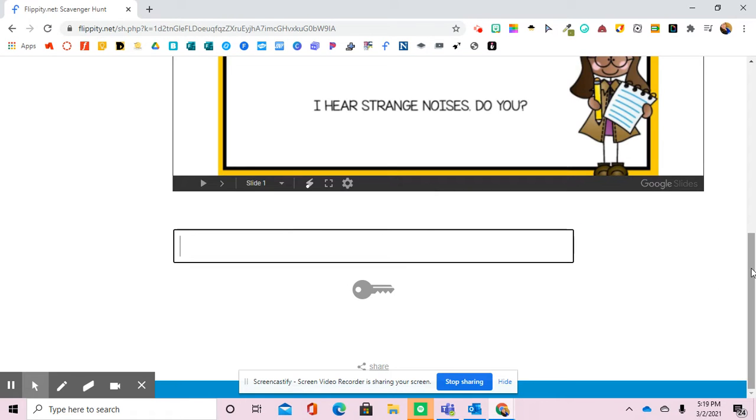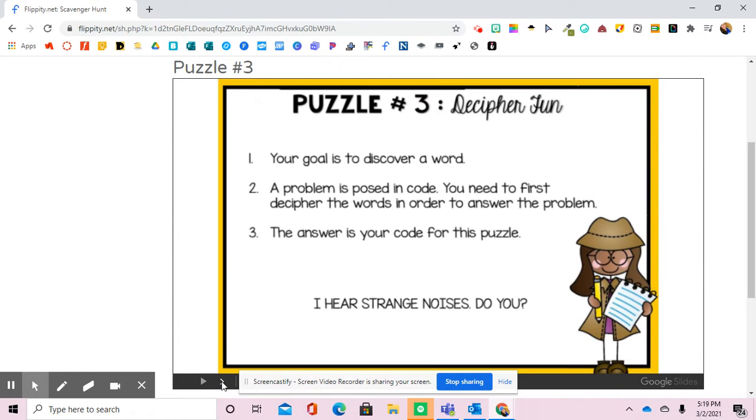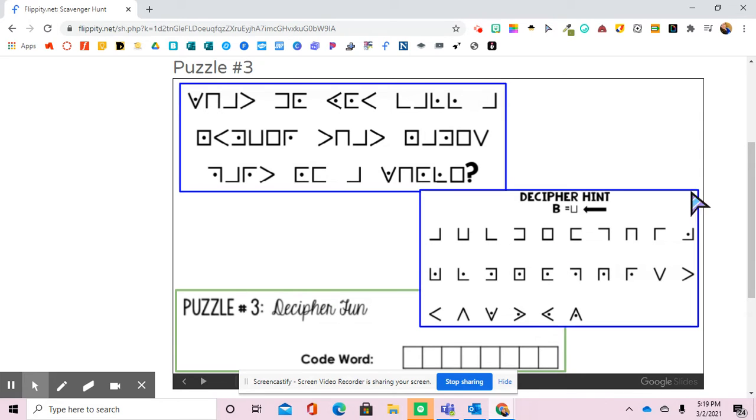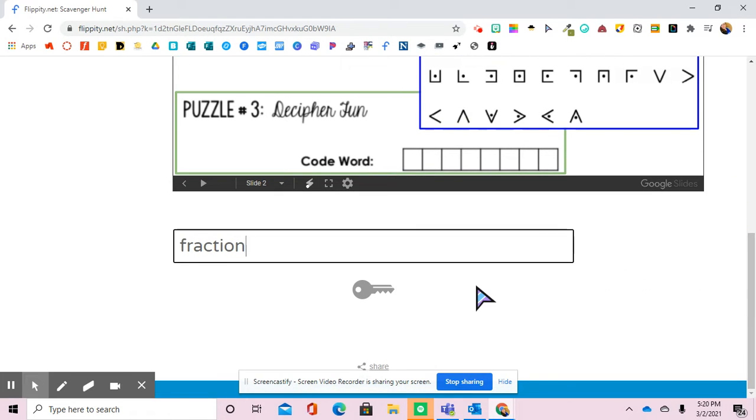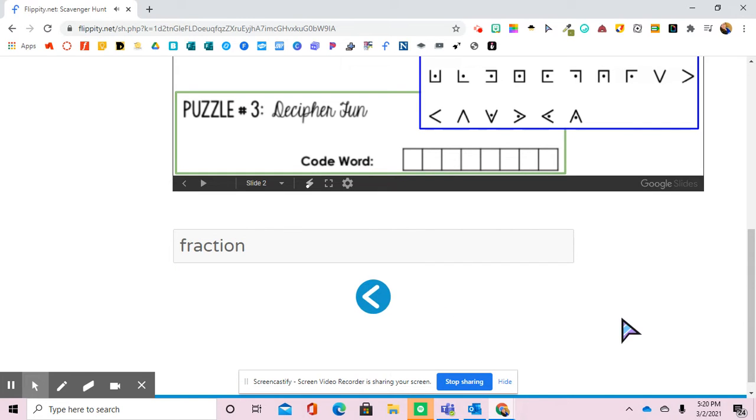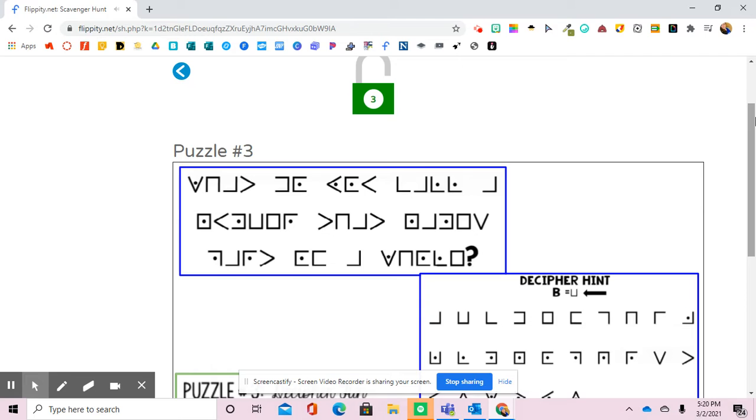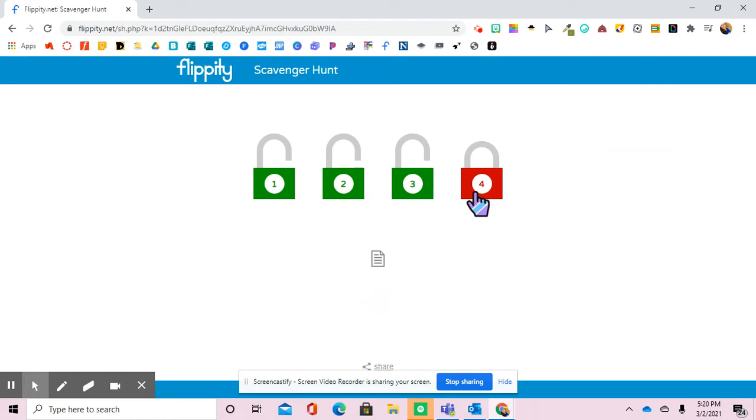This is a code, and so it gives them a hint, and this is just the alphabet because they tell you this is B, so they just have to come up with a key for it. And if it's like, what do you call parts of a whole, or not all of a whole or something, but the word that they should come up with is fraction. And they can do that. And you'll get to your final lock.